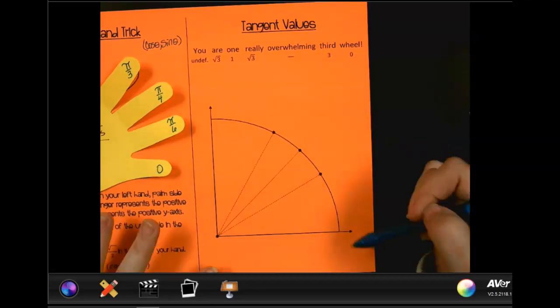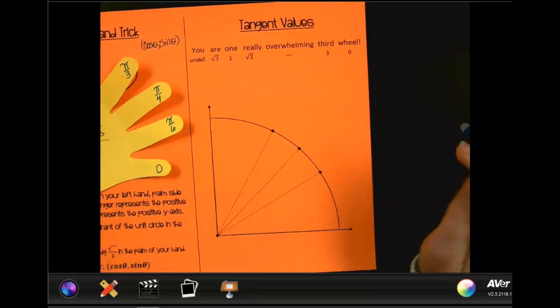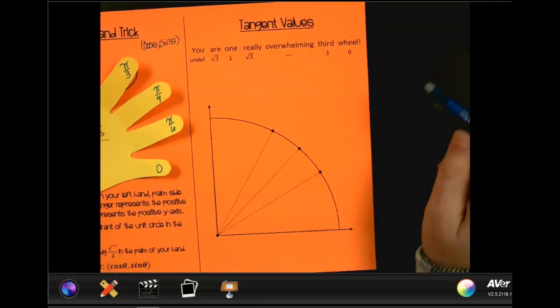So the first thing I want you to do is go ahead and fill in your radian values like you had done before, because you can do that on your own, I know.